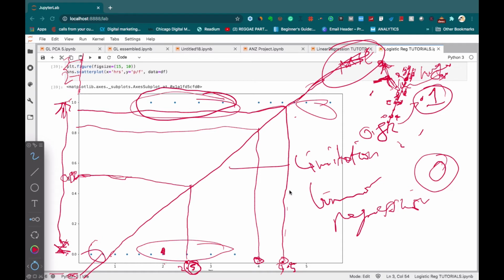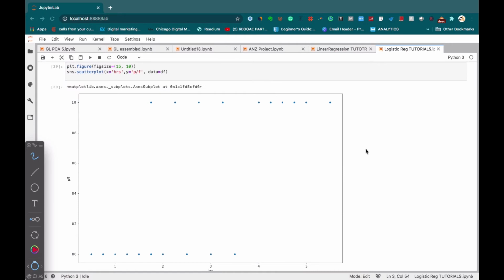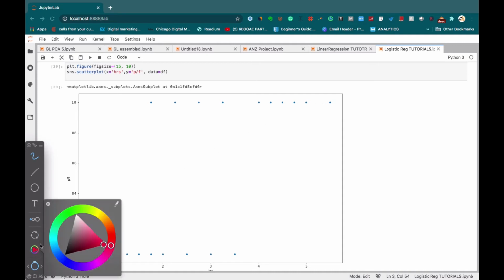So what we can do over here is to try and capture as many data points as possible. So what can we do over here? If we see this, let's try, and maybe let me use a different color over here.